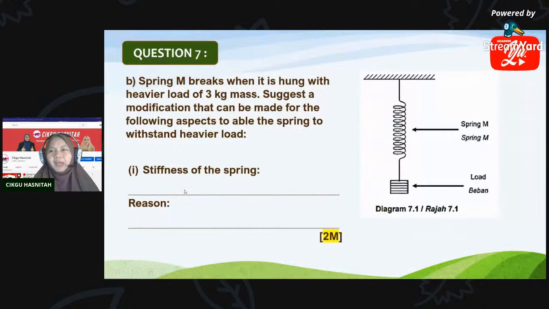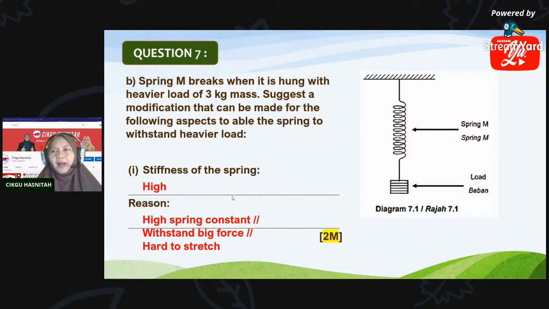Stiffness of the spring. Do you want to use a high stiffness or low stiffness? For the spring, we choose a spring with high stiffness. The spring is stiff. Why? So it will give a high spring constant, so it can withstand a big force. See, withstand heavier load is now changed to withstand big force. And the spring will be hard to stretch. So the spring is stronger. Boleh tulis strong. Also accepted reason, strong.